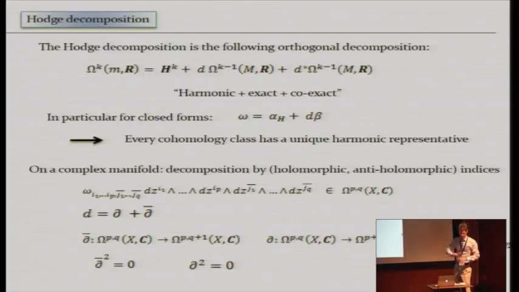Particularly, it follows from this that if you take a closed form and do the decomposition, you're only going to get a harmonic piece and an exact piece. Now if I'm interested in closed forms modulo exact forms, I can effectively get rid of this piece. I can always gauge that away. And so what you find is that every cohomology class admits a unique harmonic representative, which is this alpha h here.